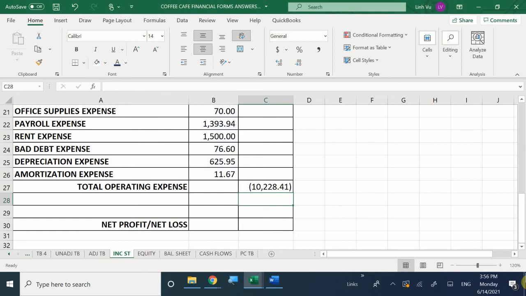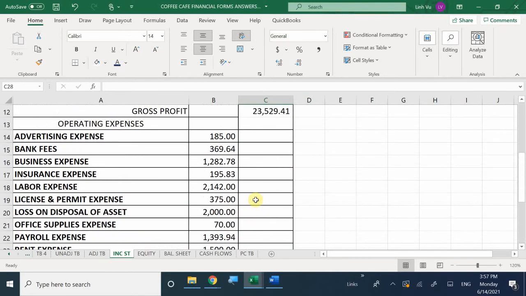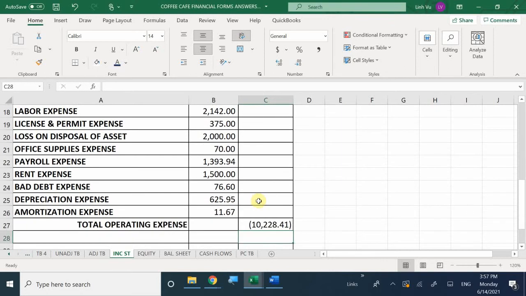Equal negative sum. 23,529.41. Negative 1040.79. I get a way different number.